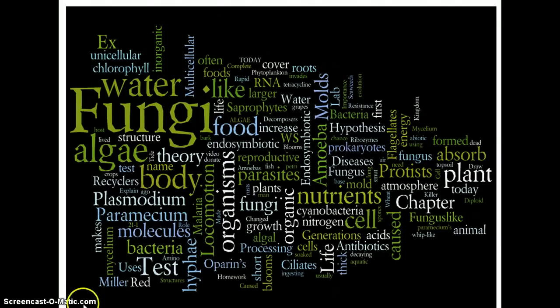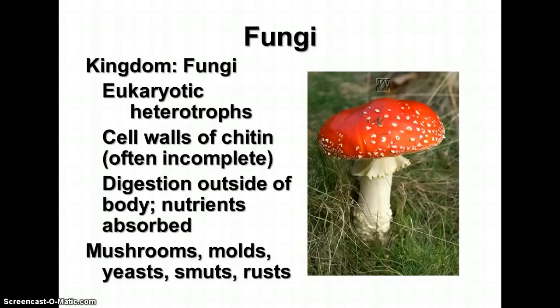These notes are about fungi. This is the last part of the notes on the unit about Protista, fungi, and the origins of life. So fungi are eukaryotic heterotrophs with cell walls made of chitin.